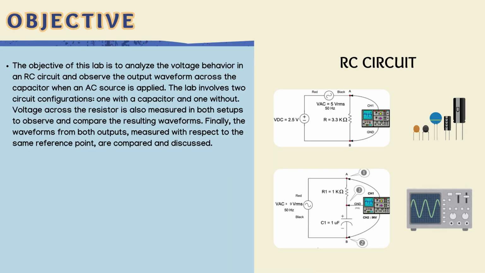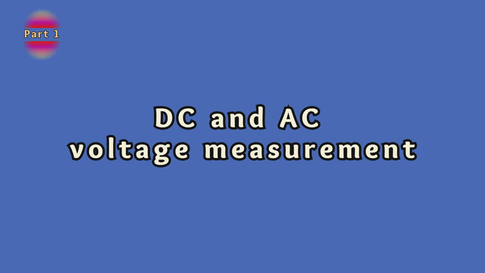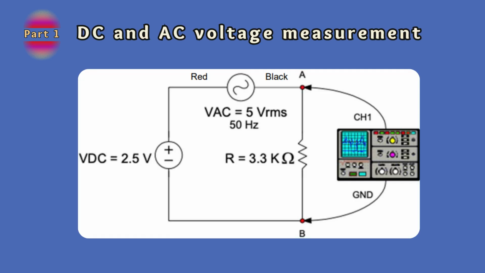This lab objective is to observe the voltage behavior in the RC circuits, which the source we'll use is the AC voltage source, and we'll measure the output waveform from the resistor and the capacitor in comparison. To measure DC and AC voltage, we have to construct the circuit like this diagram and use the oscilloscope to display our waveform. I will introduce you to the lab equipment and the lab component. Let's go!